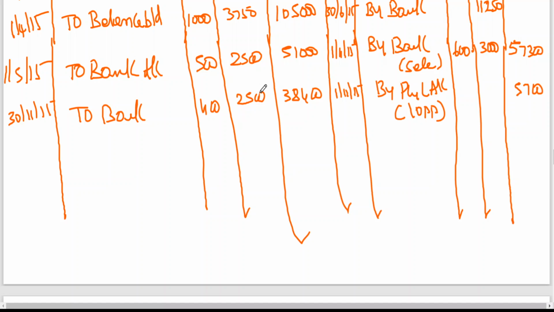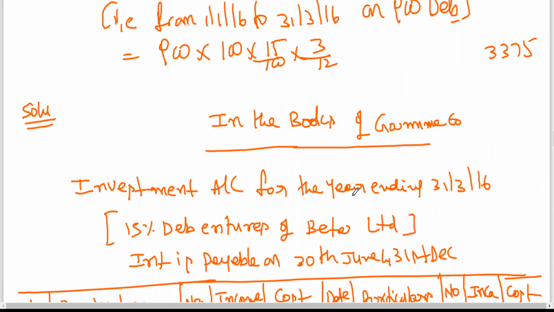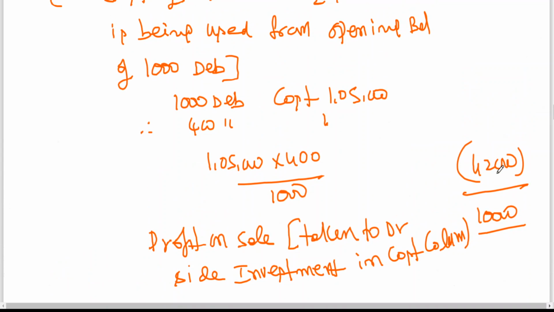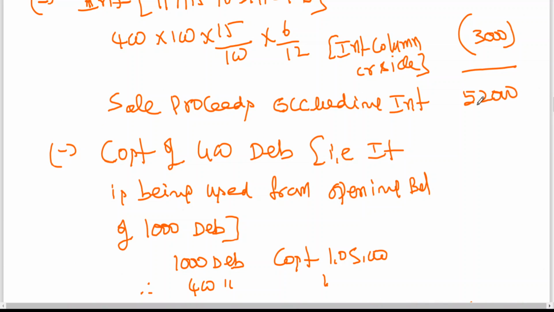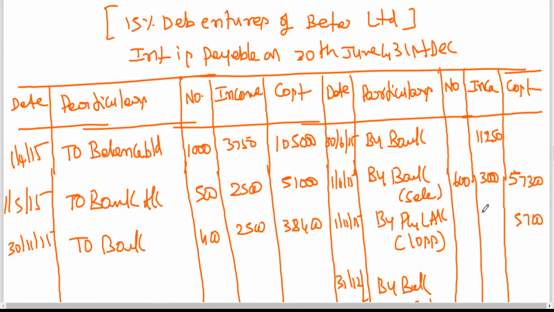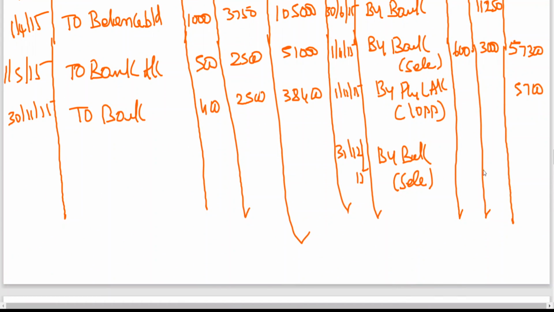Next, there is again sale. When it has been sold? 31st December 15. Buy bank sale. We have seen already working notes number 6. 10,000 cost column. 40,000. 52,000 cost column. Interest income column. How many debentures have been sold? 400 debentures have been sold. Interest column 3,000.